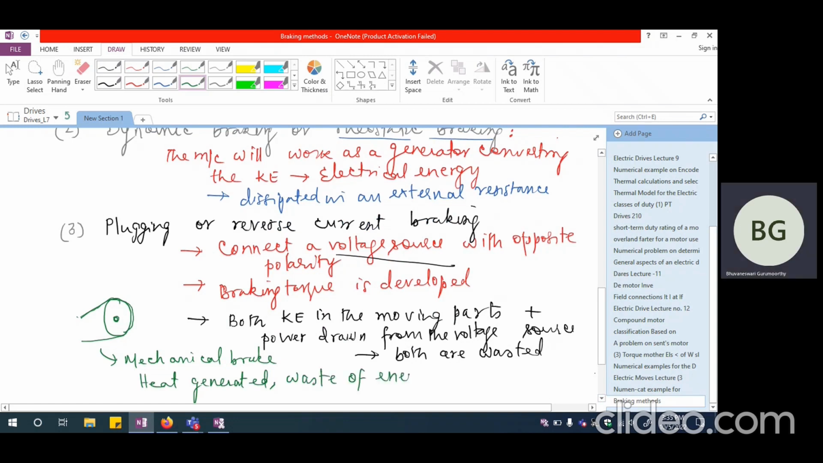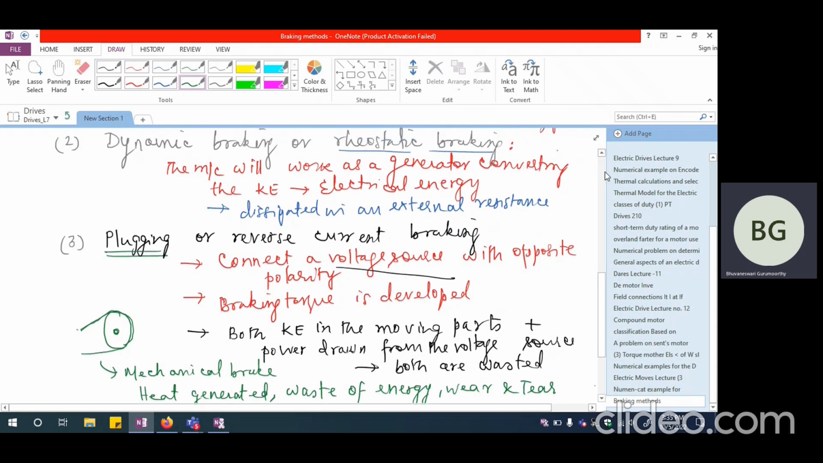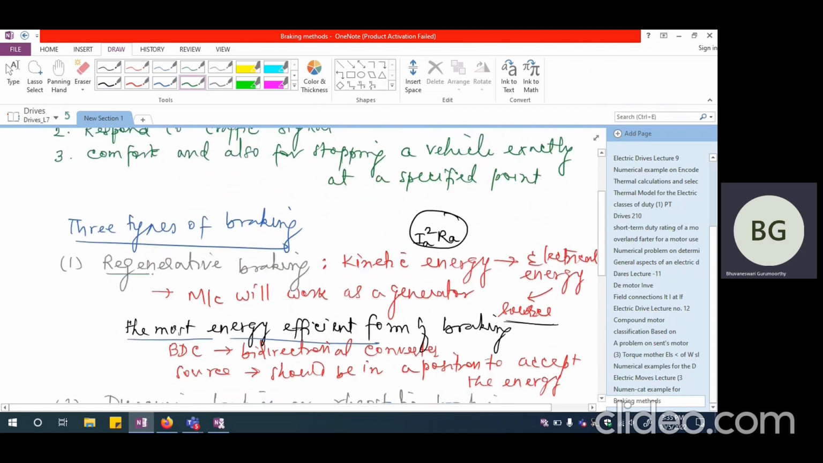And one more thing you would see normally is a lot of wear and tear. You cannot really prevent these things at all in mechanical braking. Whereas in electrical braking, depending upon what methodology you employ, you will have very good control over the stopping process. Not only that, you may be able to recover the complete energy also in the form of regenerative braking. So these are some of the methods of braking.